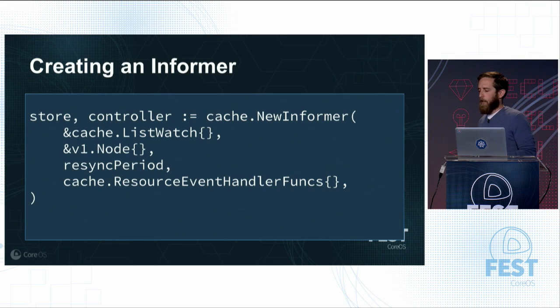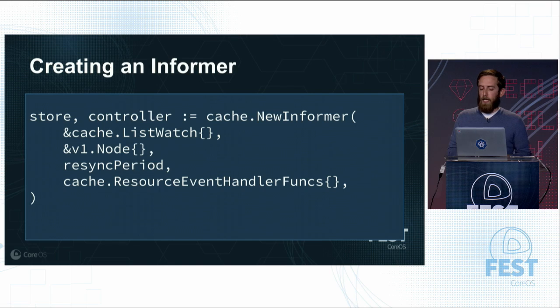In a simple description, this is how you would create a new informer, and I'll go over each of these objects individually. Essentially, we have a ListWatch object, and it's telling the informer what method it should use to list or watch objects from the API.